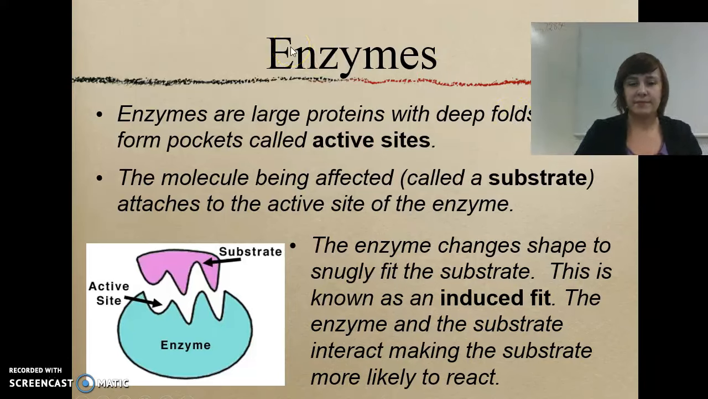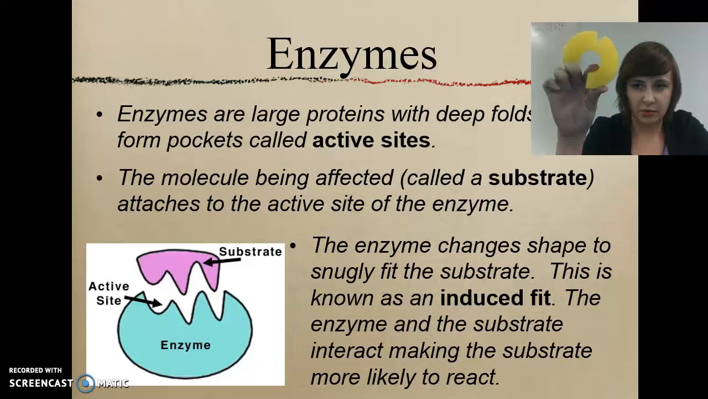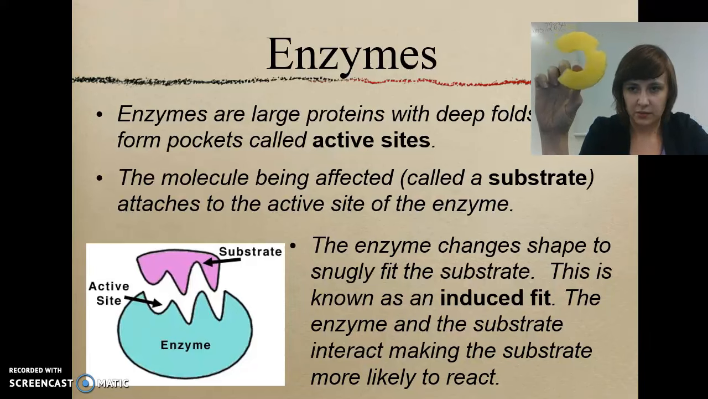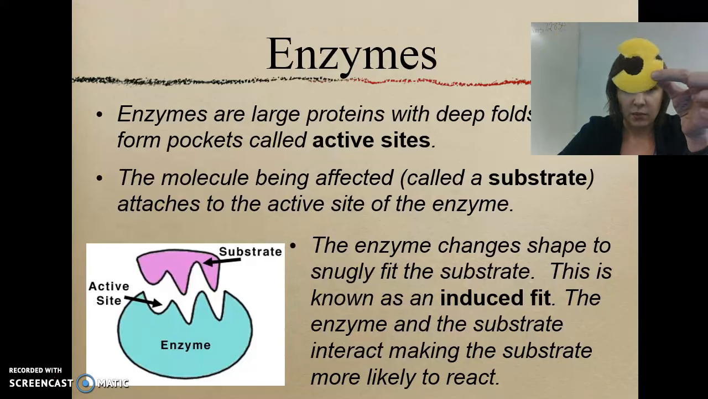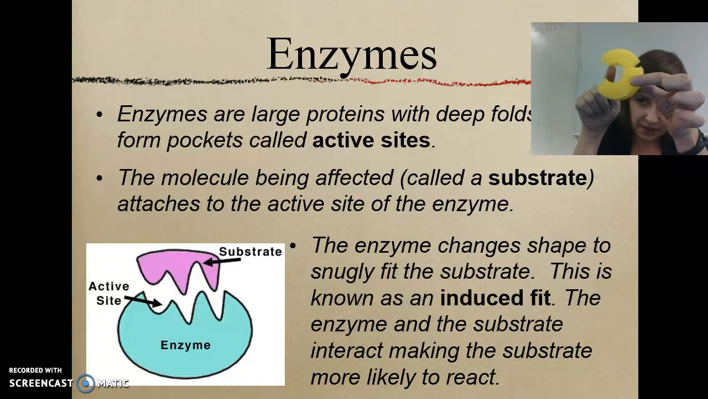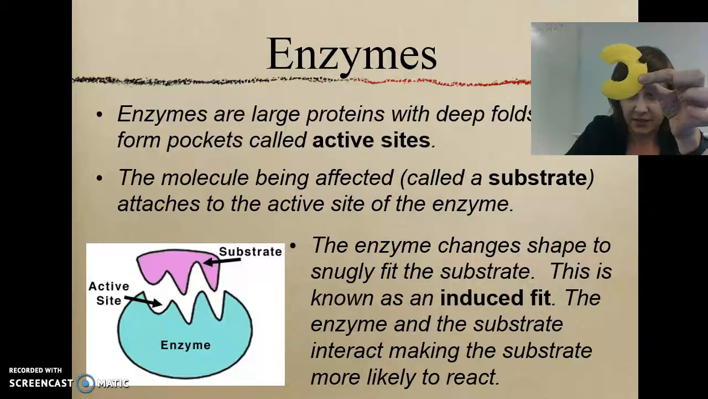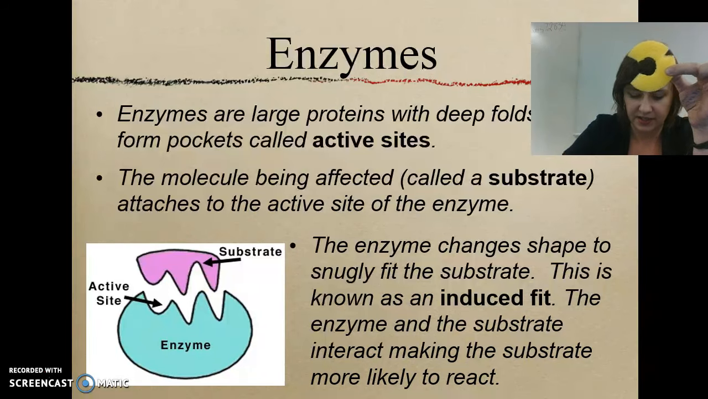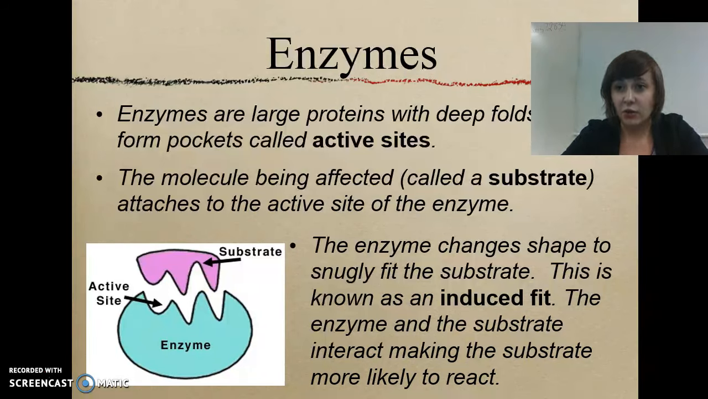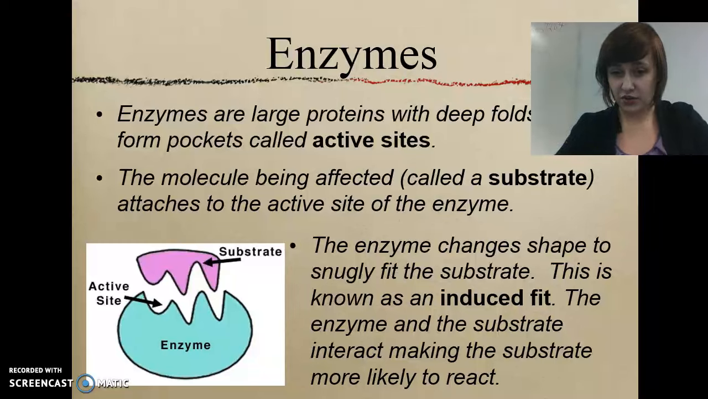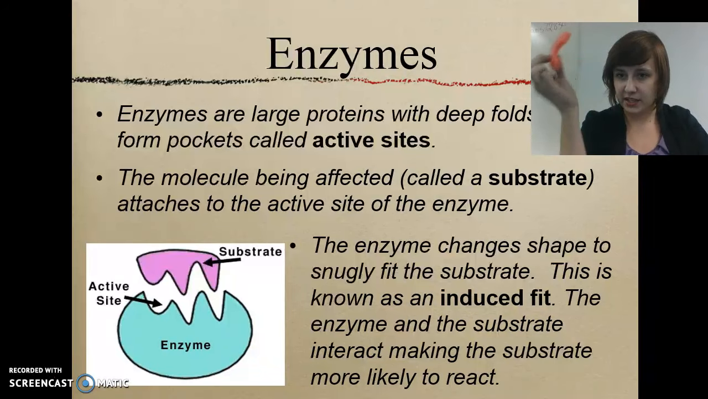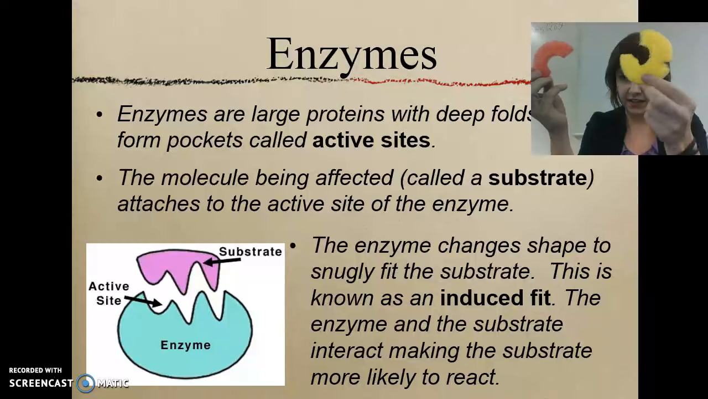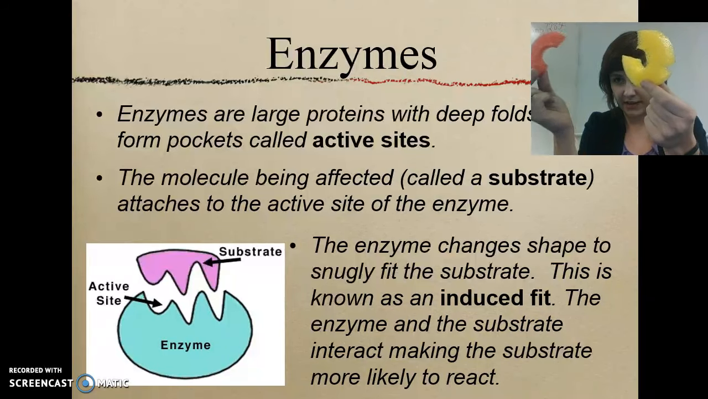So enzymes. This is going to be one of our enzymes. We can see it's got what's called an active site. It's got a deep fold right here. So that's going to be the active site. And it's kind of formed a pocket. You can put something inside of that. The molecule being affected is called the substrate. So in this case, we're using this as our substrate. So we've got our enzyme in yellow and our substrate in red.